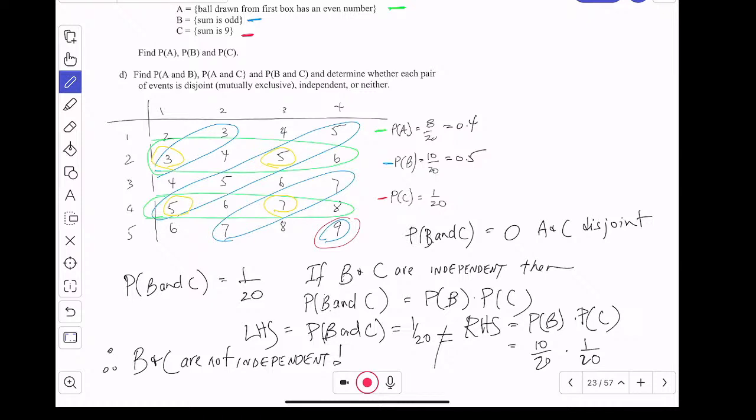Any questions? So also you can see that C is 1 out of 20 overall. What about when we're in the blue subset of B? If I'm in the blue, C is not 1 out of 20. It becomes 1 out of 10. So those are not the same. So you can also check.